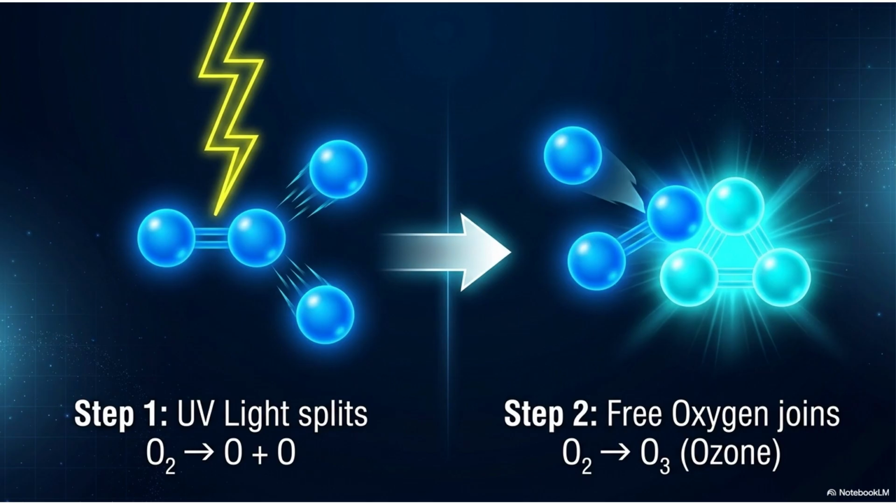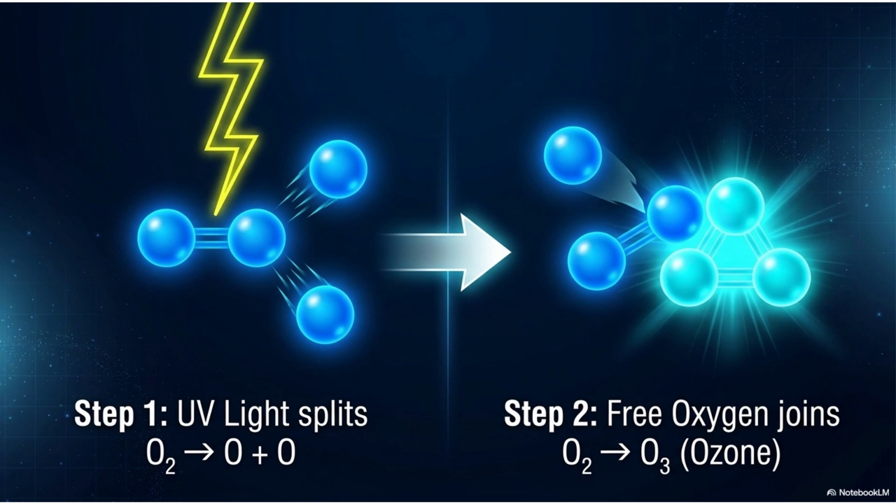Now comes the interesting part. How is ozone actually formed? The formation of ozone is closely connected with ultraviolet radiation from the sun. Look at the first step. A molecule of oxygen, O2, absorbs high energy ultraviolet radiation. This causes the oxygen molecule to split into two separate oxygen atoms. So we can write O2 = O + O. Now we have three oxygen atoms.